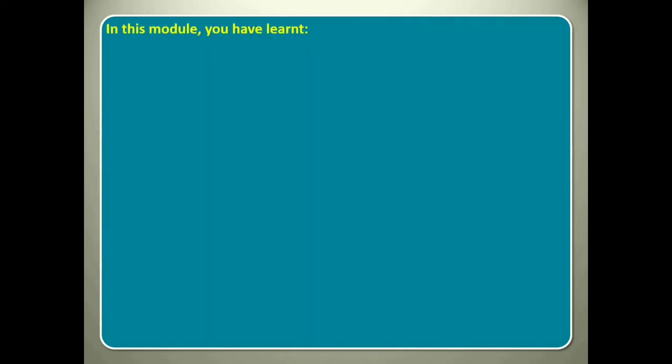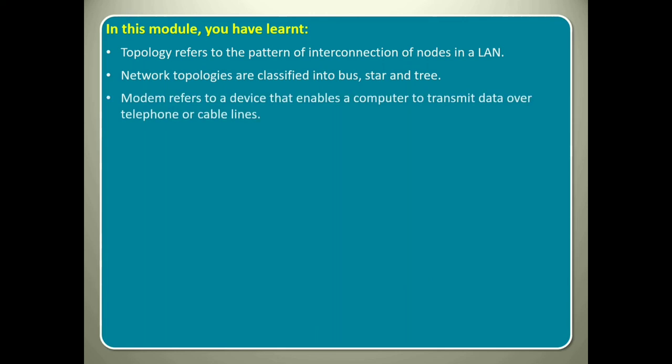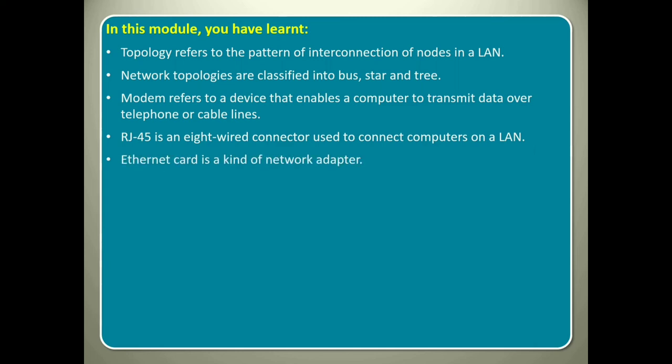In this module, you have learned that topology refers to the pattern of interconnection of nodes in a LAN. Network topologies are classified into bus, star, and tree. Modem refers to a device that enables a computer to transmit data over telephone or cable lines. RJ45 is an 8-wired connector used to connect computers on a LAN. Ethernet card is a kind of network adapter.